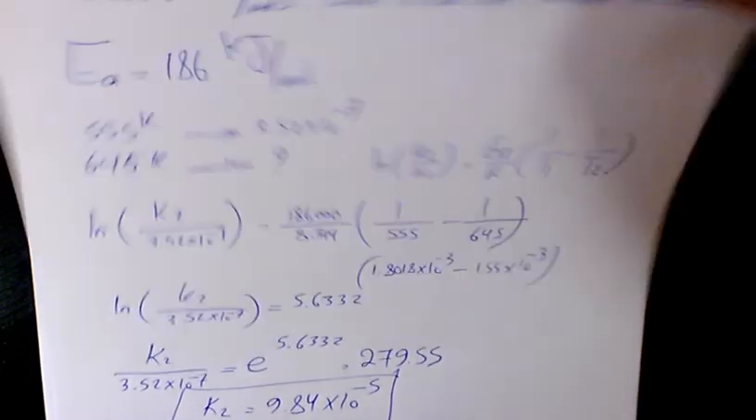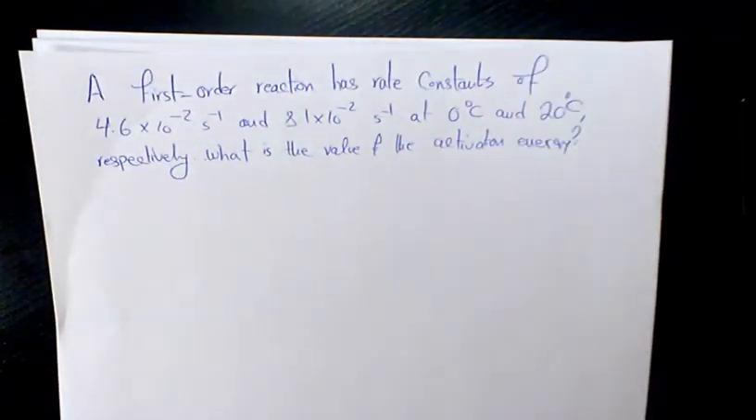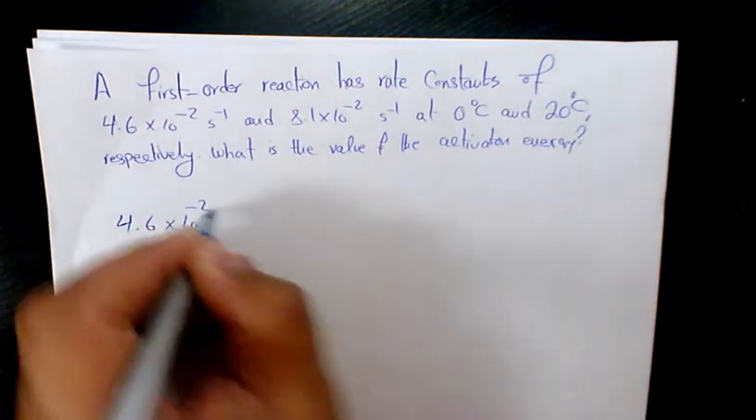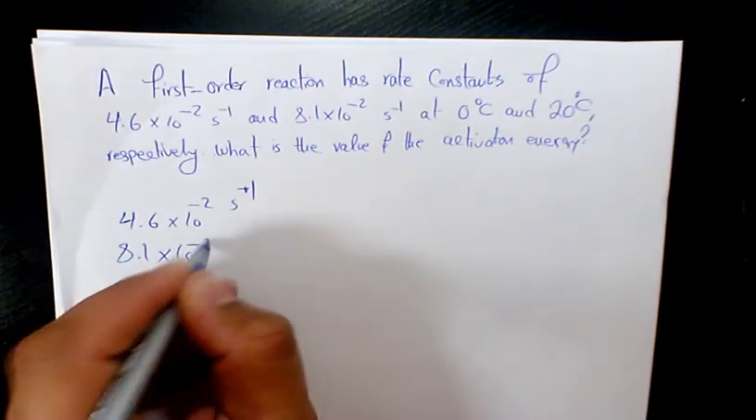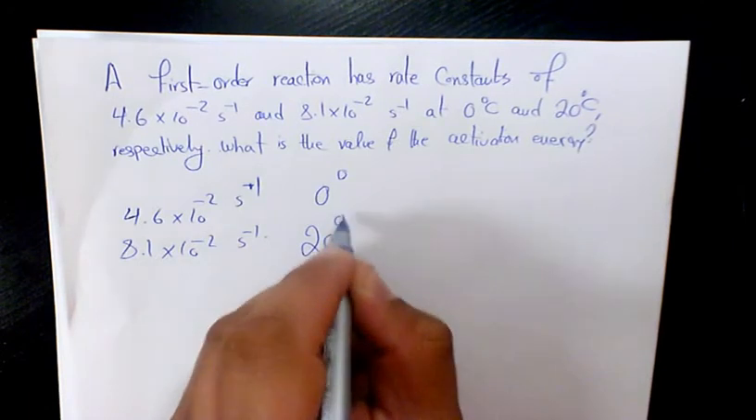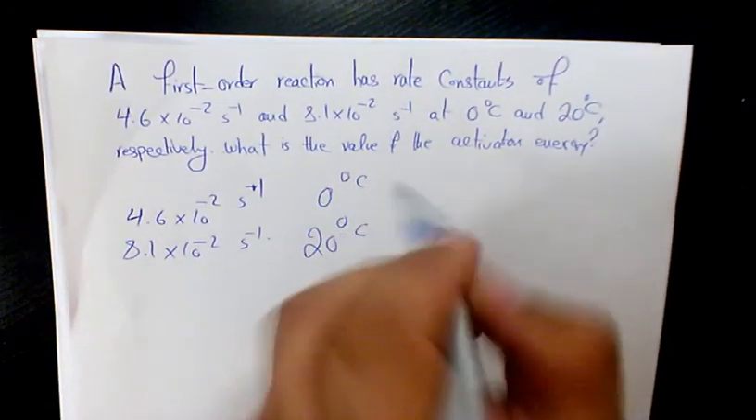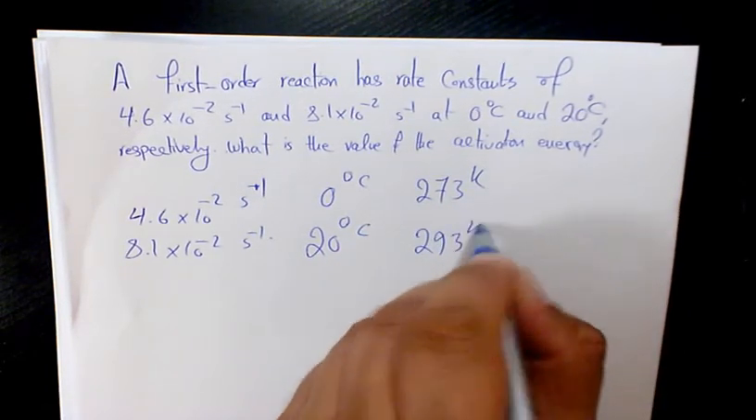Let's see the next example. It says a first order reaction has rate constants of 4.6 times 10 to the power of negative 2 per second and 8.1 times 10 to the power of negative 2 per second at 0 degrees and 20 degrees. What is the value of activation energy? 0 degrees Celsius, 20 degrees. So it's going to be 273 Kelvin, 293 Kelvin.